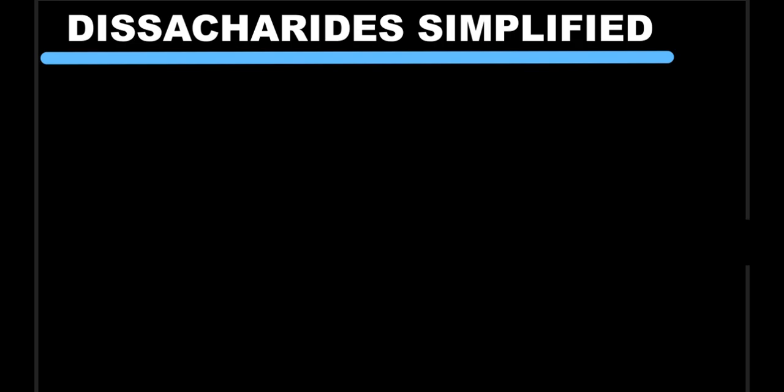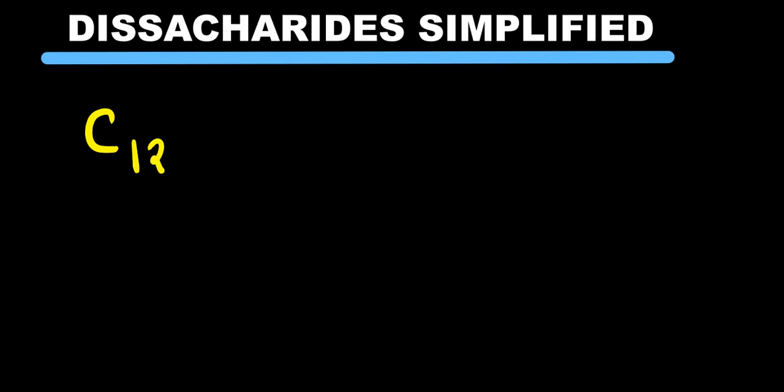Now what is a disaccharide? Disaccharides are a type of carbohydrate that consists of two monosaccharide units. Now these monosaccharide units are linked together through what we call a glycosidic bond. So the general structure of a disaccharide is C12H22O11, and you will see that they are typically composed of 2 hexose or 6 carbon sugars. Although there are some disaccharides that may contain 5 carbon sugars.